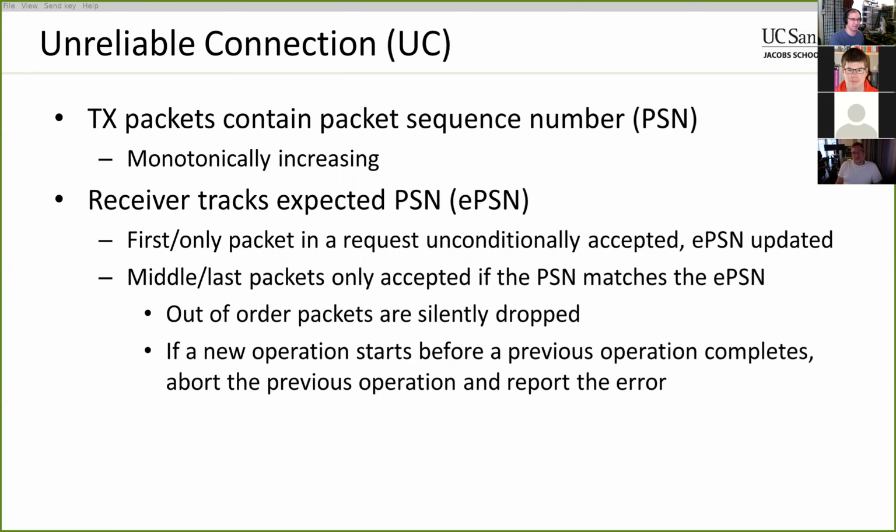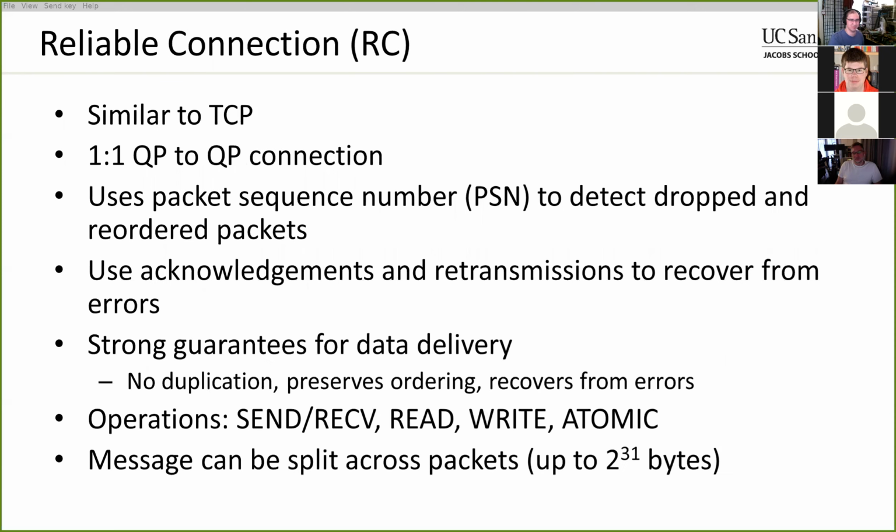So what if we wanted to make that a little bit more reliable? Well, this is where reliable connection comes in. This is similar to TCP because you have the sequence numbers and you can do retransmissions and timeouts and things like that. Again, still a one-to-one connection between queue pairs. It uses a packet sequence number to detect dropped and reordered packets, but it also uses acknowledgements and retransmissions to recover from errors. So this provides the strongest guarantees for data delivery.